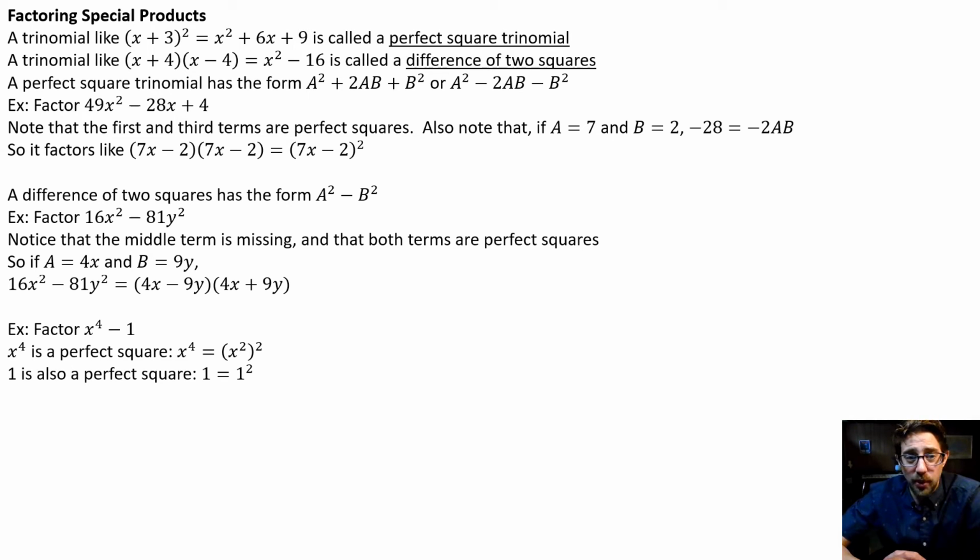Technically, 1 is 1 squared. So this is a difference of 2 squares. If the first term is x squared and the next term is 1, this would break down to x squared plus 1 times x squared minus 1.